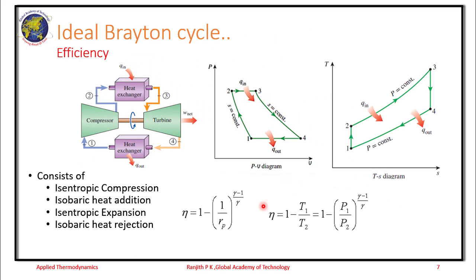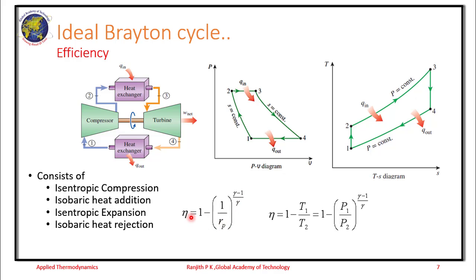So what do we do? We take process 1 to 2, that is the isentropic compression, 2 to 3 isobaric heat addition, then isentropic expansion 3 to 4, that is the turbine, and 4 to 1 is the heat exchanger. The relevant TS diagram is also shown. We end up taking the efficiency expression for a Brayton cycle as 1 minus 1 by Rp power (gamma minus 1) by gamma, where Rp is the pressure ratio.